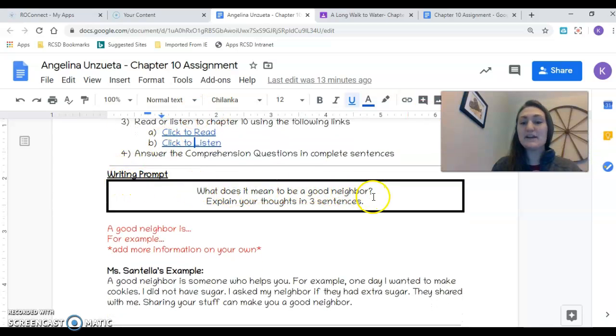What does it mean to be a good neighbor? Explain your thoughts in 3 sentences. A good neighbor is blank. For example, blank. Add more information on your own. And Ms. Santella gave you a nice example here. A good neighbor is someone who helps you. For example, one day I wanted to make cookies and I did not have sugar. I asked my neighbor if they had extra sugar. They shared with me. Sharing your stuff can make you a good neighbor.